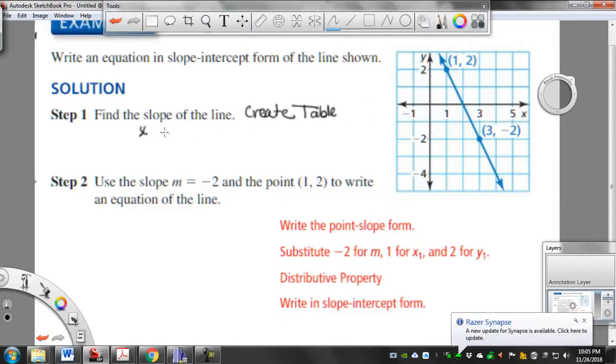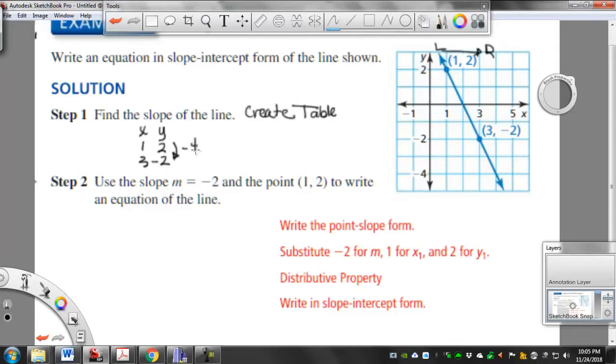So I have an x and a y. My first ordered pair is 1 and 2, and I take this to be my first ordered pair because I'm going from left to right. My second ordered pair is 3 and a -2. What I want to do is find the difference from going from 2 down to a -2. So 2 down to a -2, there's 2 going to 0. From 0 I go another 2. So that would be a total of a -4.